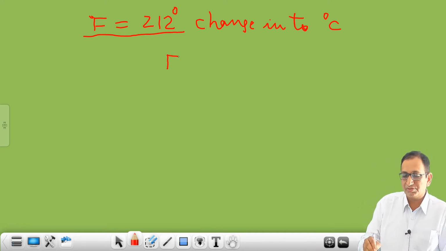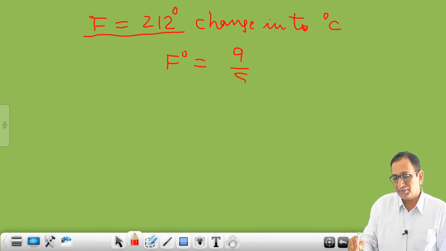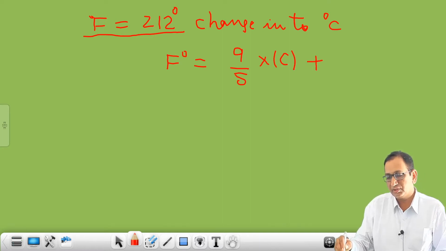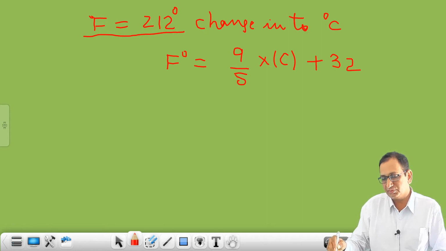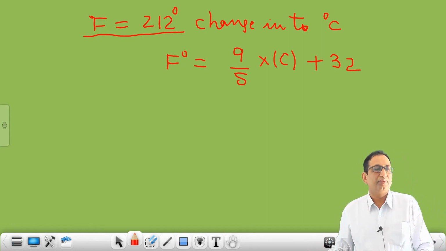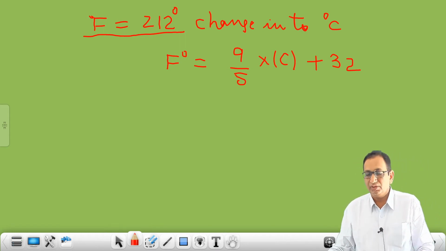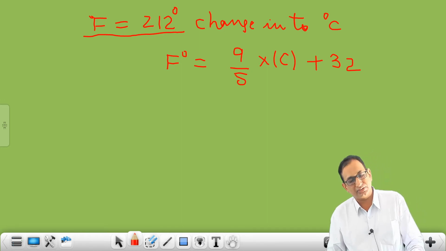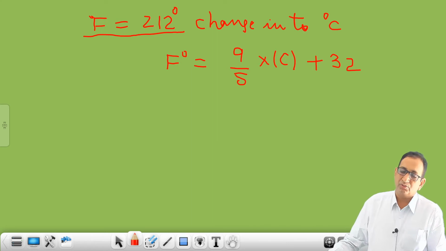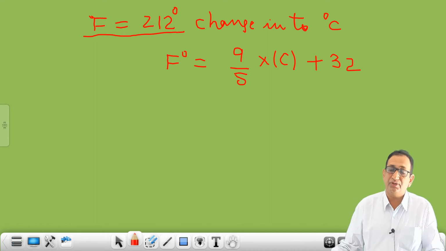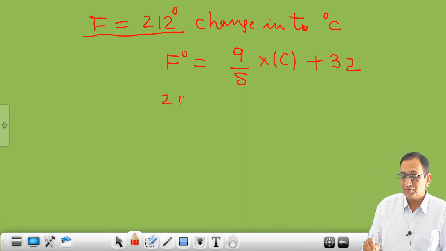So here, students, formula was F is equal to, Fahrenheit degree is equal to 9 by 5, and here your centigrade, degree Celsius, and here plus 32. Okay, students. In this formula only, we can put the value of degree Fahrenheit, whatever the value is, and we can solve mathematically, and we will get the answer. Okay, how will you solve this? So here Fahrenheit scale is given, and the value of Fahrenheit scale is 212 degree. So here I will write 212 degree.